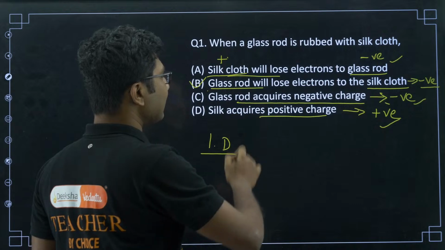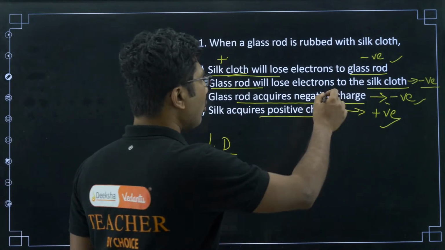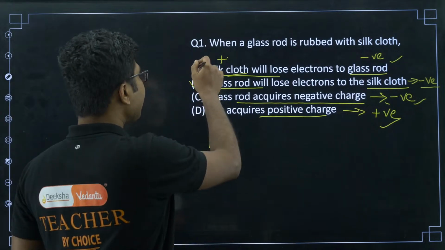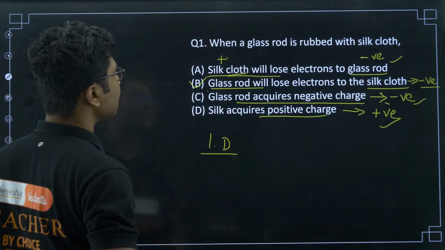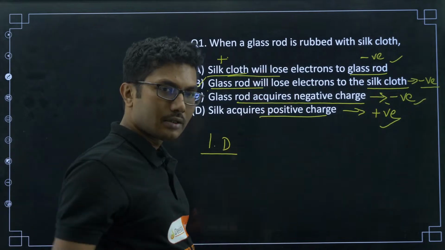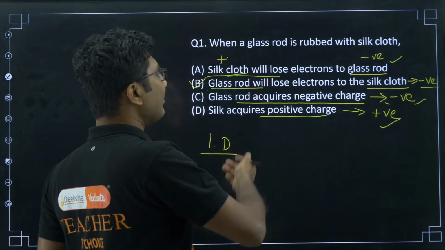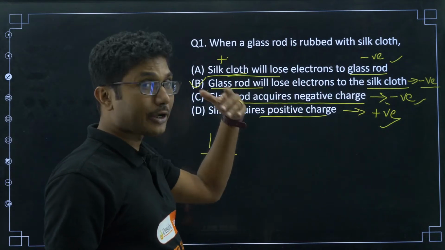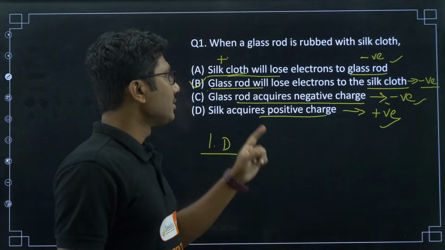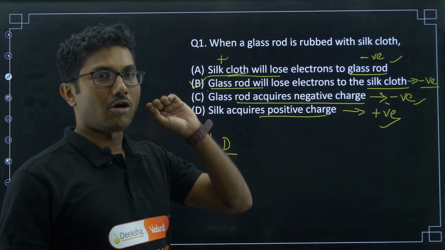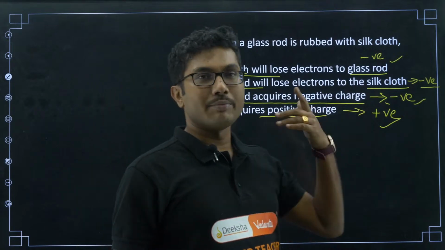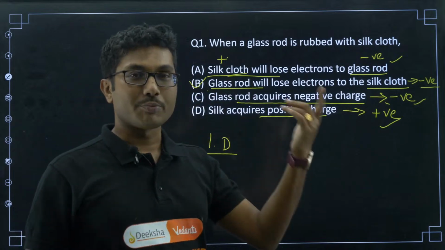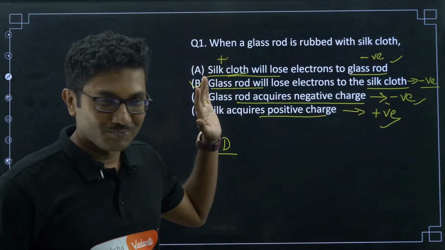Now, in both cases silk cloth is positive, and in both cases glass rod is negative. So, if option C is correct, then what mistake has option A made? Both options would be correct, but that is not possible. So, basically what they have done is they have given one wrong option and then broken that wrong option into two other options. So, only one option is correct, which is obviously universally true. They cannot give multiple correct options. This is not the JEE Advanced exam where multiple correct options are possible. This is a PU board exam.